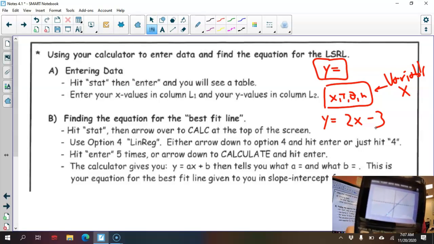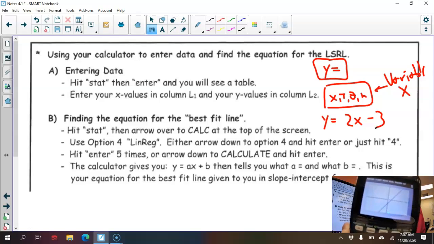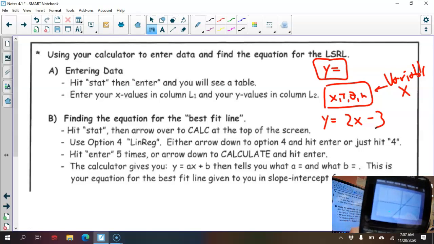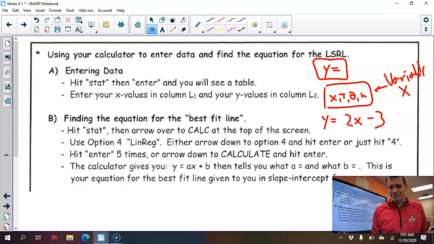That line has a y-intercept of -3. See how mine goes through -3? And it's got a slope of 2, up 2, right 1, up 2, right 1. You have just graphed your first line on your calculator. If your graph does not look like mine, because somebody has messed around with your calculator or something, that's fine.